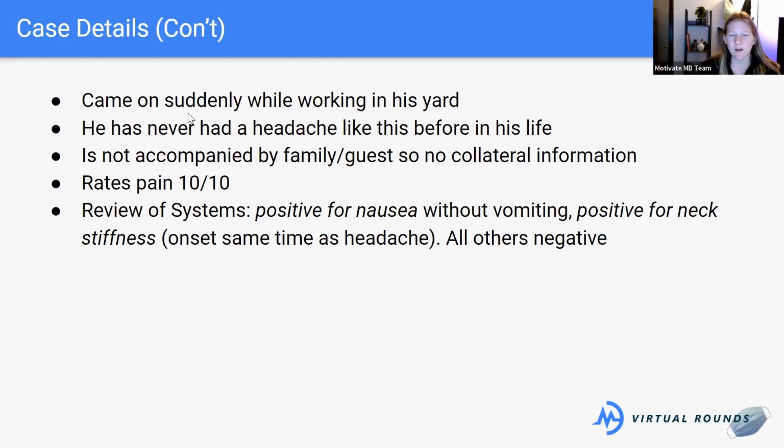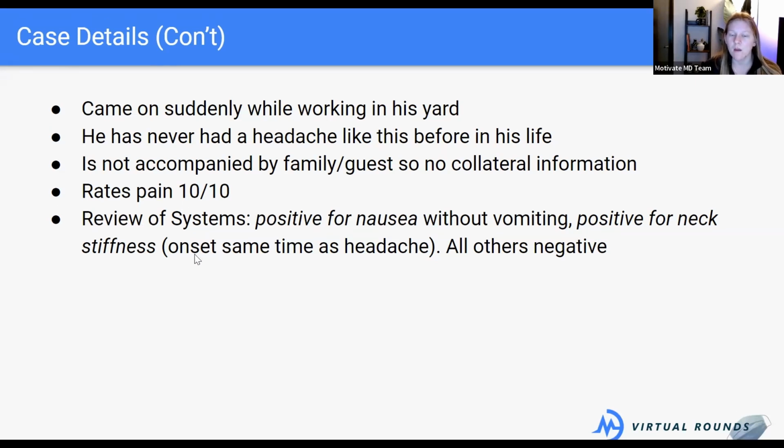He is not accompanied by any family or guests, so we can't gather any collateral information. Especially in neurologic cases and psychiatric cases, it's really important to try to have a collateral source of information that we can use to supplement our history, because the patient might not always have the most accurate or complete information. He rates his pain a 10 out of 10, and for his review of systems, he does also have nausea, but without vomiting, and he also has neck stiffness, and these both began around the same time as when his headache started. All of his other review of systems are negative.